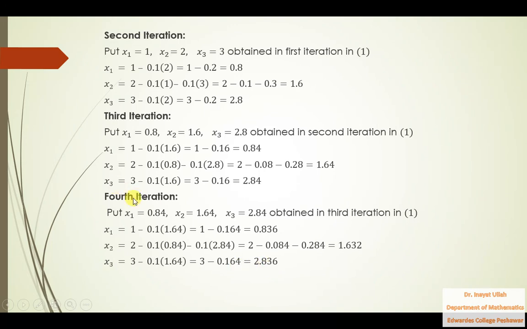So that is the fourth iteration, and we were asked to perform 4 iterations, so we have performed 4 iterations. After 4 iterations x1 is this, x2 is this, and x3 is 2.836. This is the solution regarding Jacobi's iterative method. The process is very simple to understand but very important from the examination point of view.